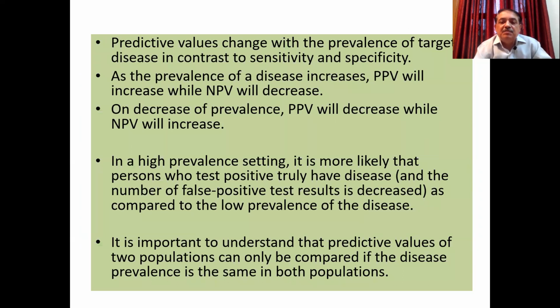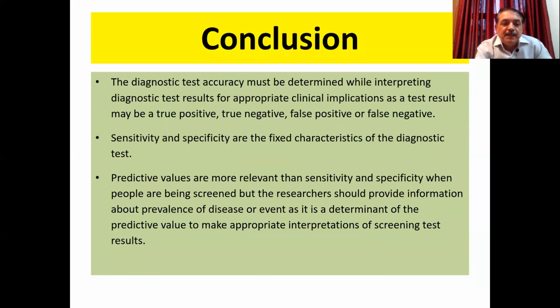So predictive values change with the prevalence of target disease in contrast to sensitivity and specificity, because sensitivity and specificity are not going to be affected by the prevalence. So as the prevalence of a disease increases, PPV will increase while NPV will decrease. On decrease of prevalence, PPV will decrease while NPV will increase. In a high prevalence setting, it is more likely that persons who test positive truly have disease, and the number of false positive test results is decreased as compared to the low prevalence of the disease. So it is more reliable in high prevalence setting. It is important to understand that predictive values of two populations can only be compared if the disease prevalence is the same in both populations.